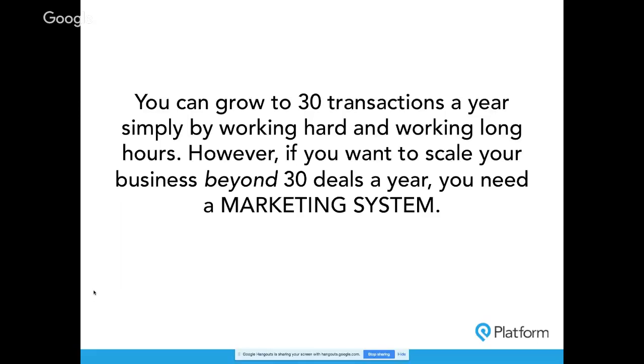If hustle got you to 30 transactions a year, hustle is actually going to be the exact thing that prevents you from getting to the next level, right? Because you literally run out of hours in the day. Putting in the time can get you to that point. But what gets you to the next level isn't hustling harder or putting in more time. It's building a marketing system that severs the link between your time and your production as an agent, right?